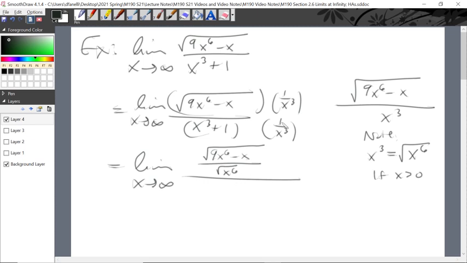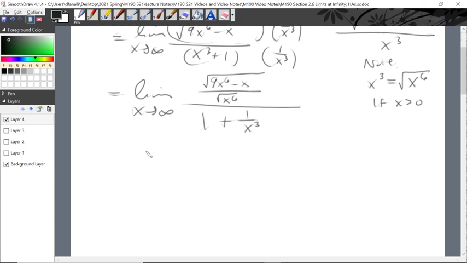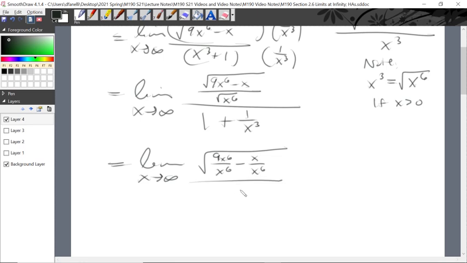So we replaced x cubed by the square root of x to the 6th, and that's going to allow us to combine these under the square root. Meanwhile, in the denominator, we would have 1 plus 1 over x cubed, and I'm not going to run that limit yet. I want to deal with the numerator further. So the numerator is now the square root of 9x to the 6th over x to the 6th minus x over x to the 6th, and all of that is contained within that square root.